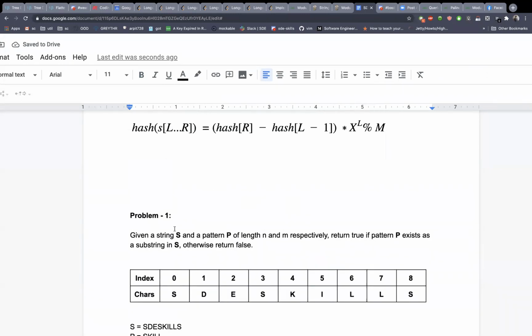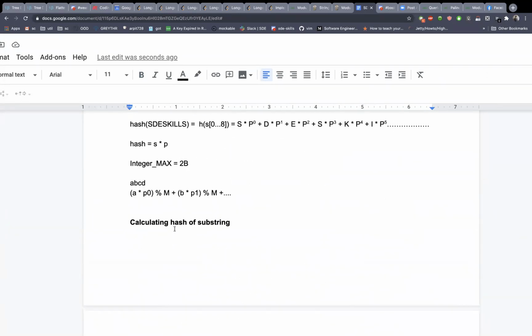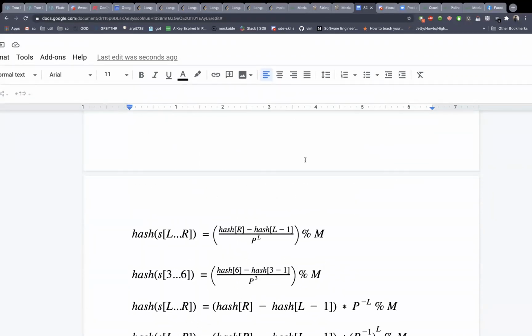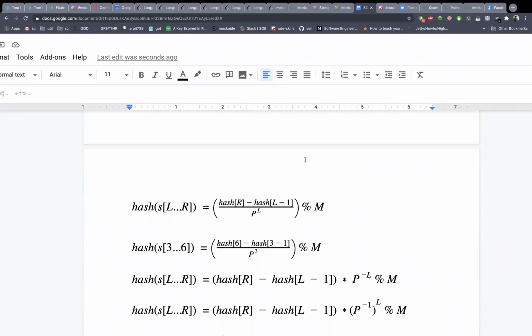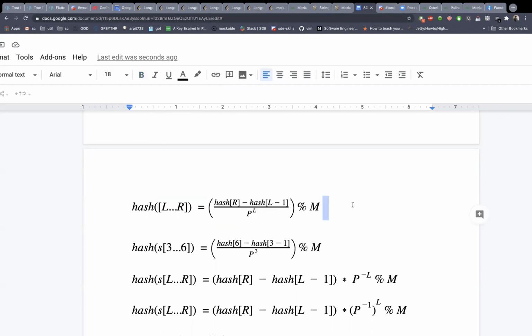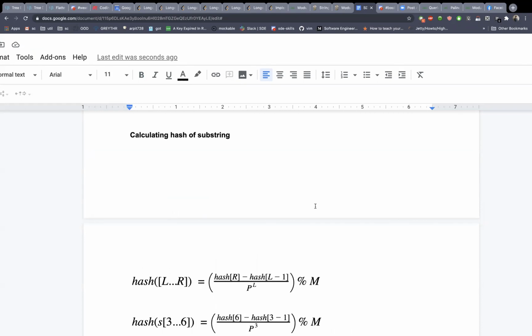Now we see this part: calculating the hash of a substring. The hash of a substring of S from L to R is given by hash of R minus hash of L minus 1, divided by P to the power L, modulo M. So how does that work? We will just take one example.